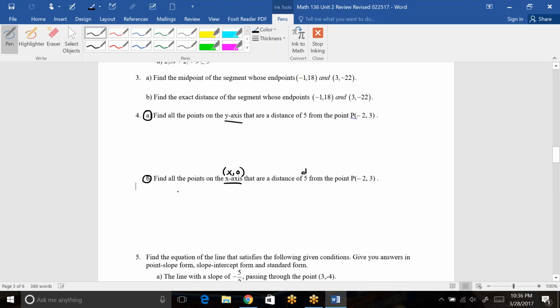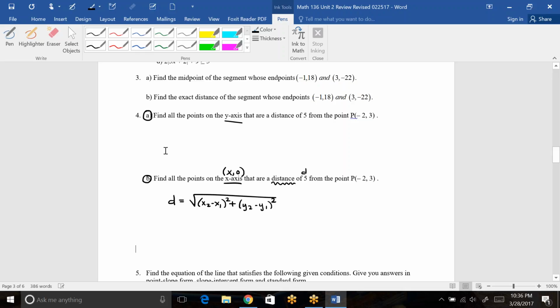Our distance formula, the reason I'm using the distance formula is because they use the word distance, is D equals the square root of x2 minus x1 squared plus y2 minus y1 squared. It's Pythagorean theorem essentially. So if we take x and 0 and -2 and 3 as our ordered pairs and we use 5 for our distance, we can plug in everything that we know and hopefully solve for this missing x. So this would be 5 equals the square root.